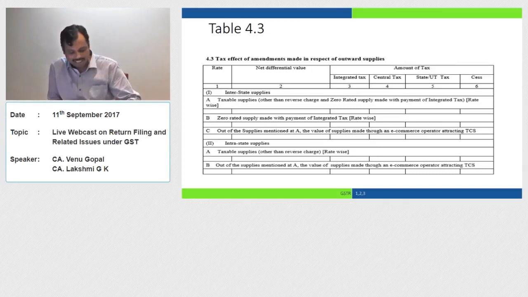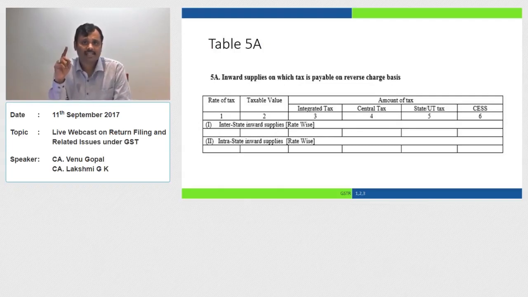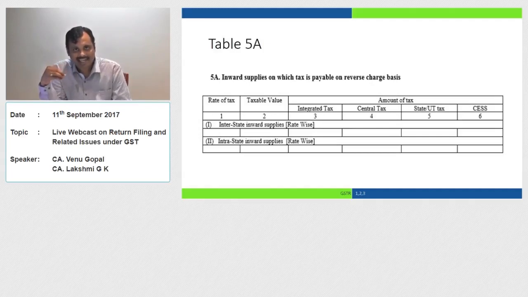Moving on to table 5, slide 131. Table 5 again has 2 subtables, where you will be reporting your inward supplies on which tax is payable on reverse charge basis. Whatever you are reporting under GSTR 2 table 4, where you are taking input tax credit, that data is auto populated and reported here under table 5A. So your liability is again added.